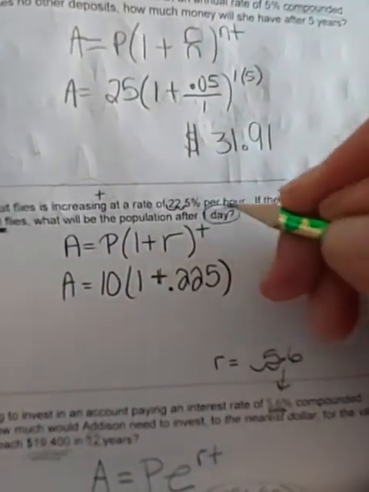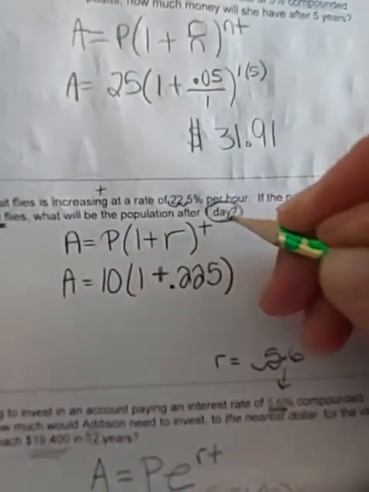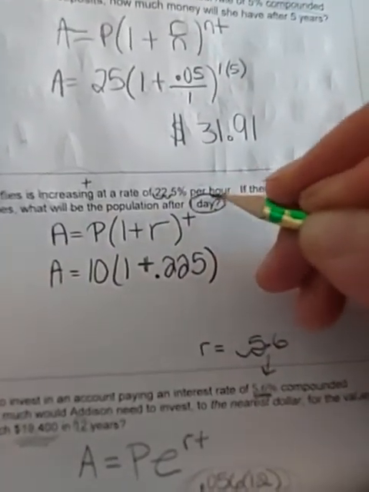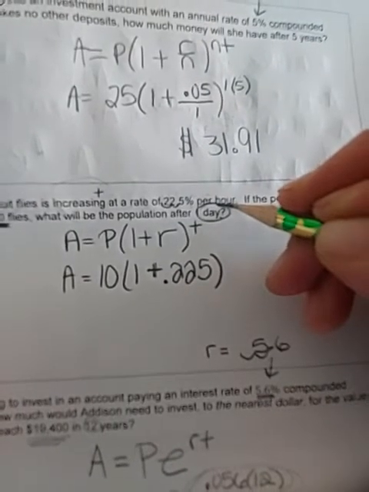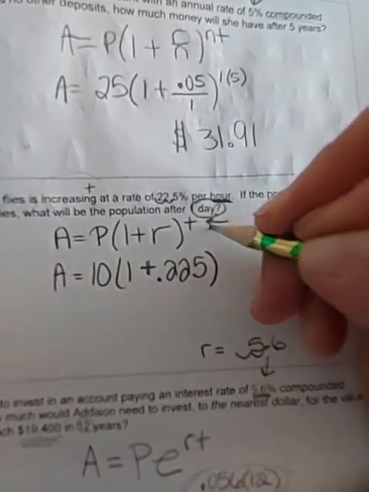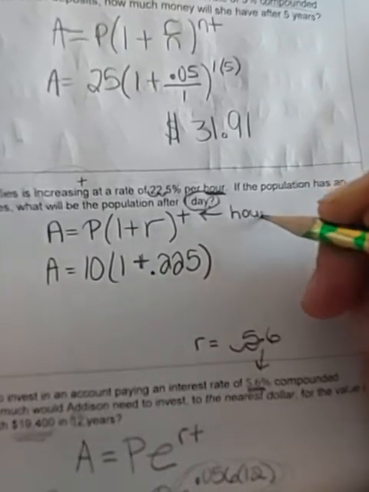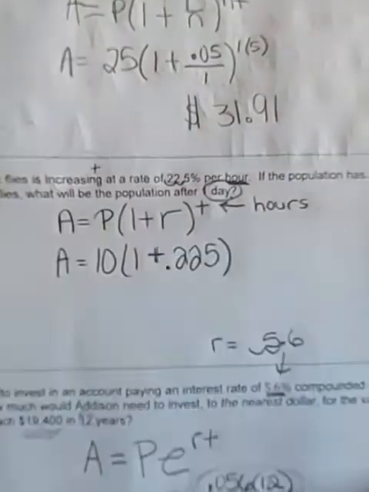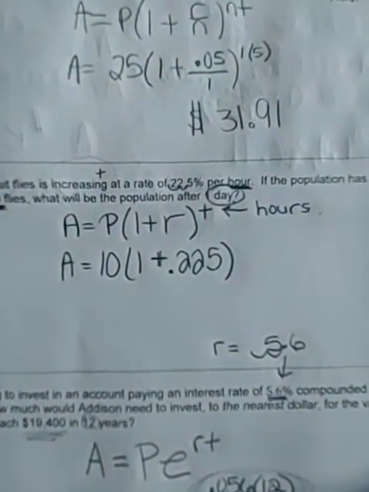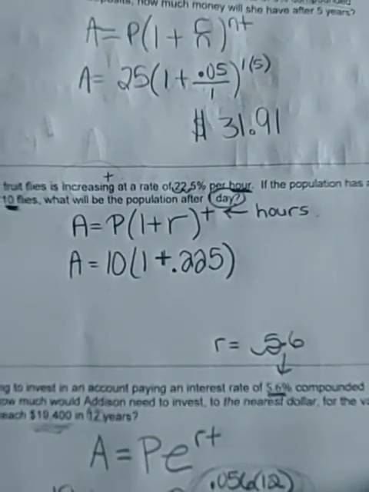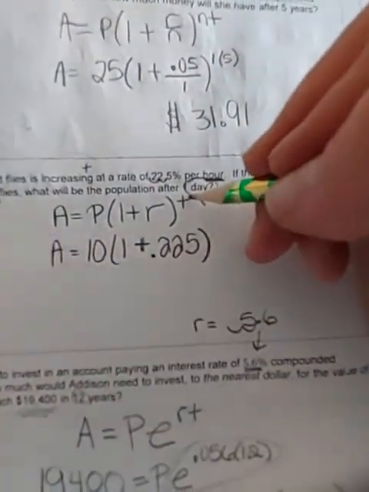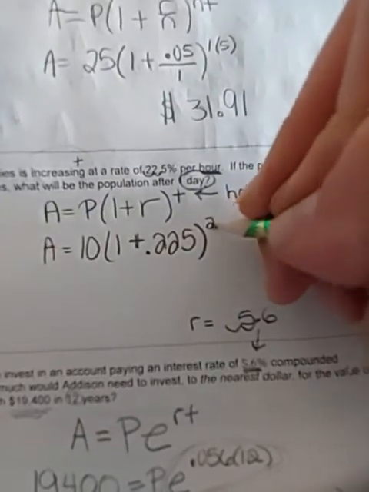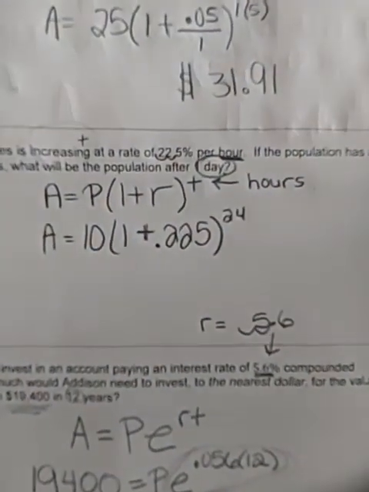Now, be careful with the time. They're telling you after 1 day. I'm not going to put a 1 in time because my rate is hours. So because my rate is per hour, my time has to be measured in hours. This is different from the compound formula because in the compound and continuously formulas, our time was in years. So this is allowed to be anything it wants, but it has to match. So after 1 day, meaning 24 hours have passed.